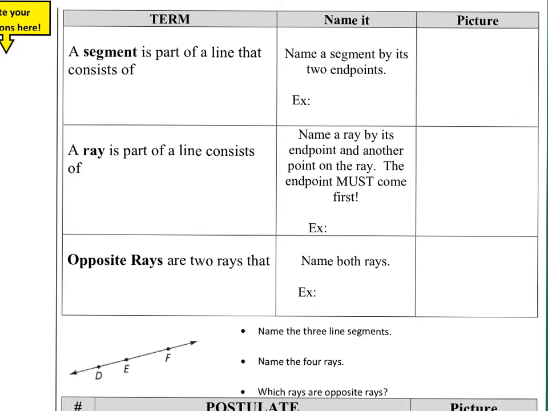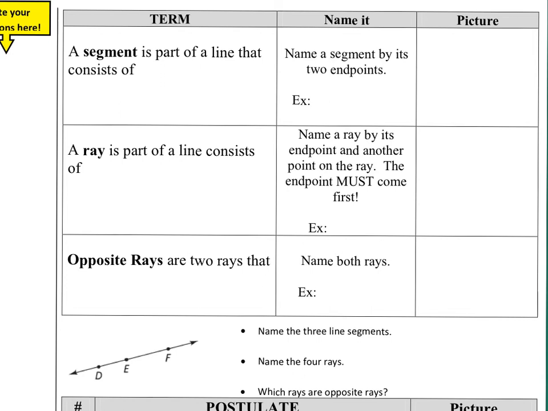The next piece is a ray. A ray is part of a line that consists of 1 endpoint and then all of the points in one direction. So it's kind of like we've cut the line in half. We name a ray by its endpoint and another point on the ray, and the endpoint is always listed first. The second point is going to tell us what direction the ray is going. Then we also have opposite rays. Opposite rays are 2 rays that share the same endpoint. So they're going to go opposite directions, but they're going to have the same endpoint.